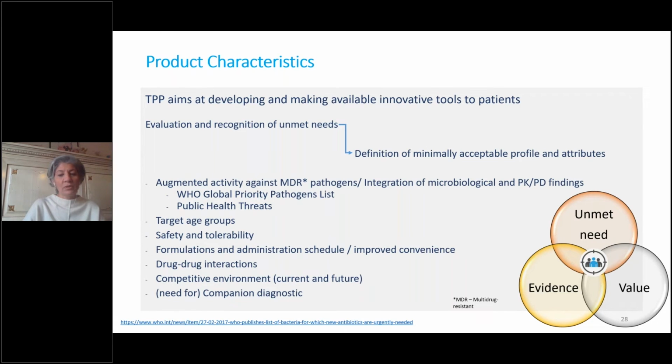And how to define which are the crucial needs for patients, for public health, for the scientific community. We rely on guidance from public institutions, for example, the WHO global priority pathogen list that provides us the most critical bacteria for which R&D needs to work on. And of course, we have to take into consideration public health threats. And of course, COVID was a lesson learned.